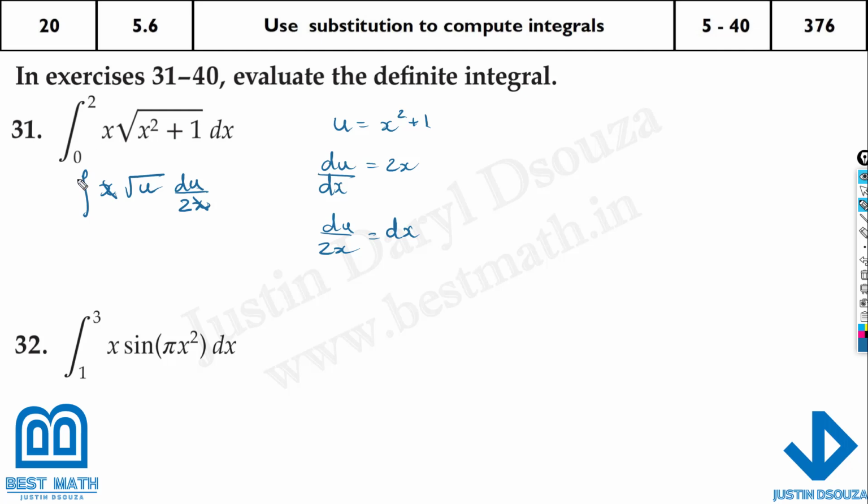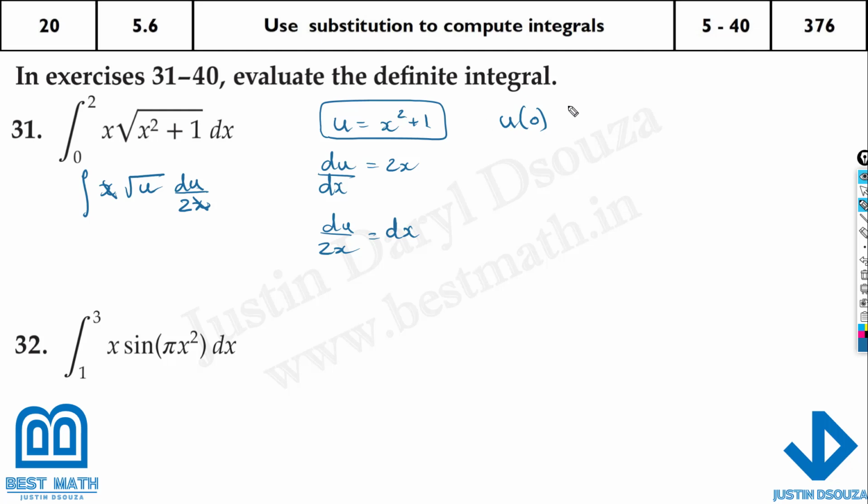But what about the limits? Are the limits the same? The limits were for x, but now you have re-changed it. You substituted a lot of things and changed it up, right? So even the limits will change. Let's see how the limits will change. Say this u function, because now it's not in terms of x, it is in terms of u. So what is u of this limit 0?